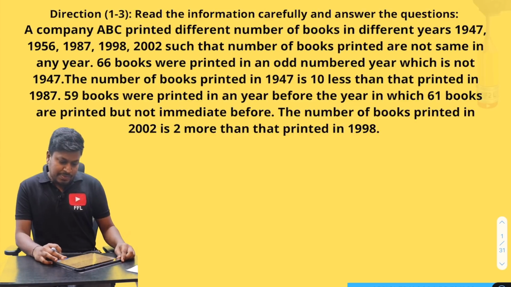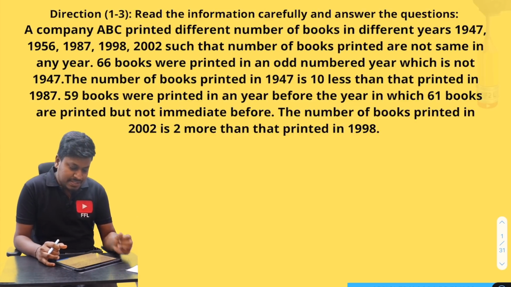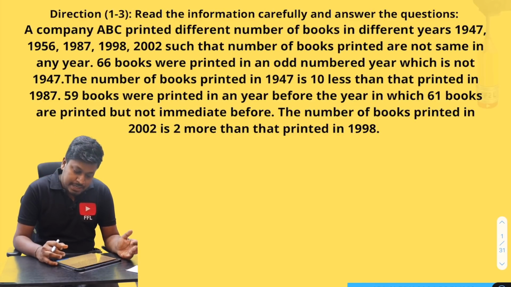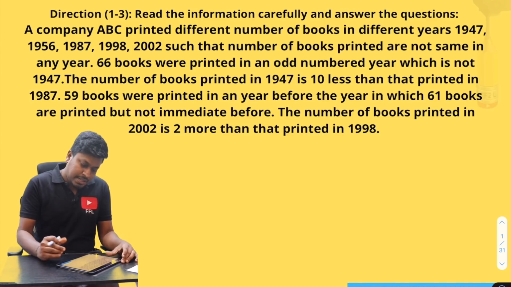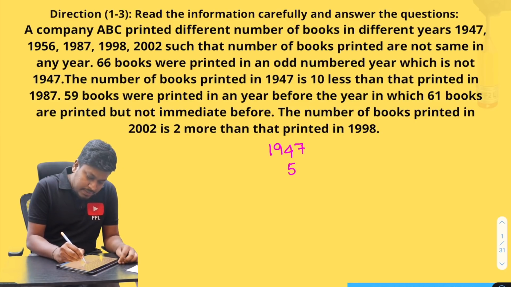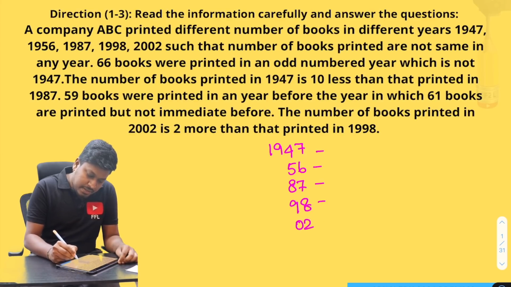So now in this 2018 reasoning section, the first three questions are based on an arrangement. A company ABC printed different numbers of books in different years. Totally they have given 5 years, right? The years are 1947, 1956, 1987, 1998 and 2002. Totally 5 years.